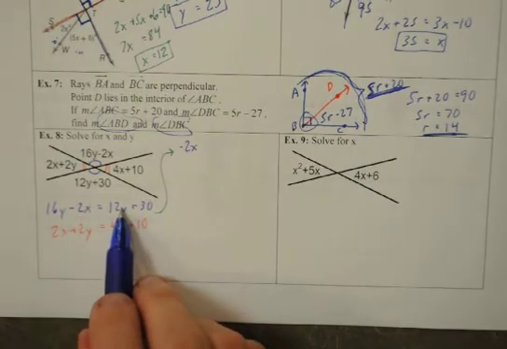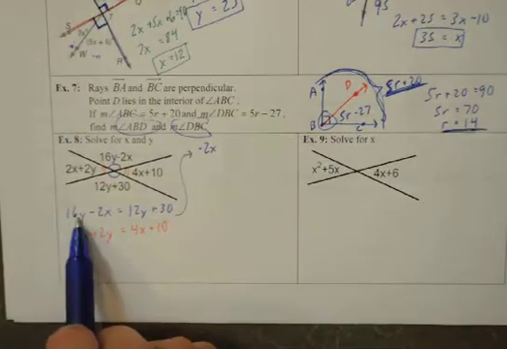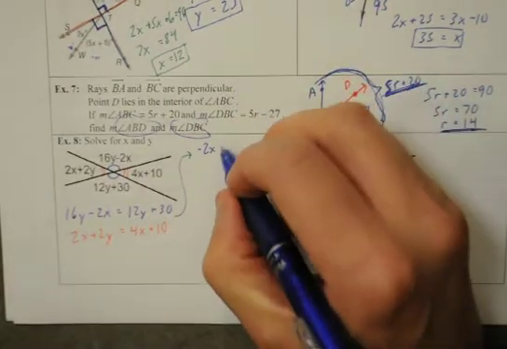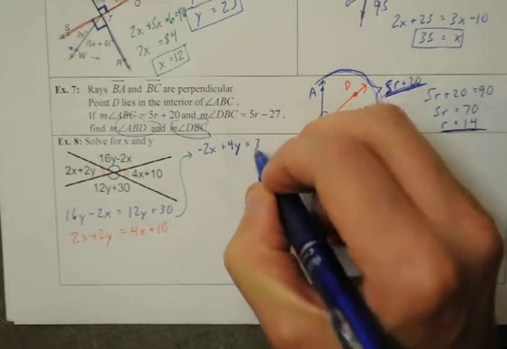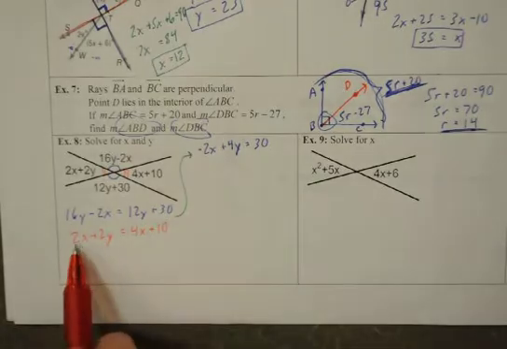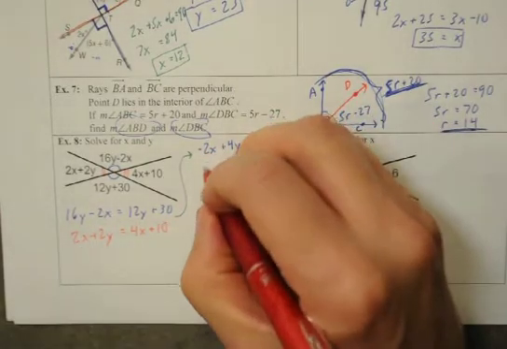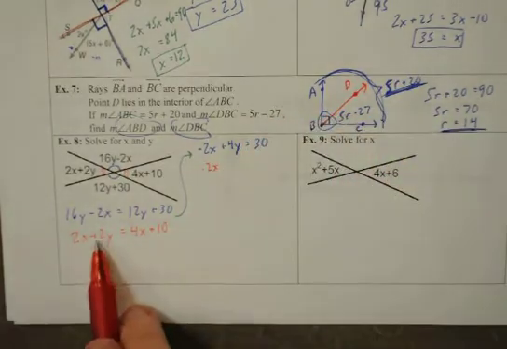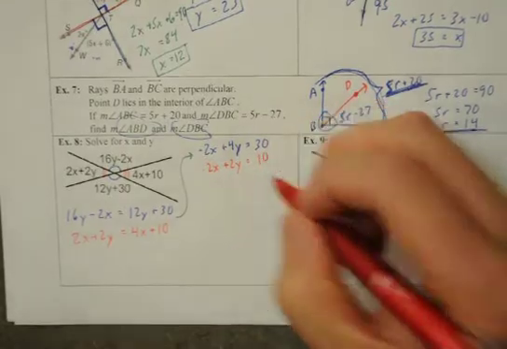I'm going to bring the 12y over with the 16, so that's 16 minus 12y. That would be 4y is equal to 30. For the bottom equation, I'm going to make it look like that. I'm going to put my x's first, so bring this 4x over. The 2y is there, and then we've got 10.